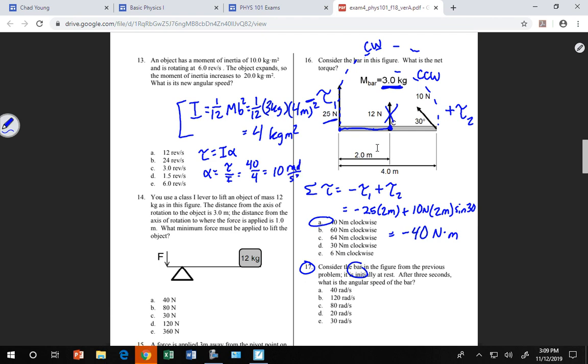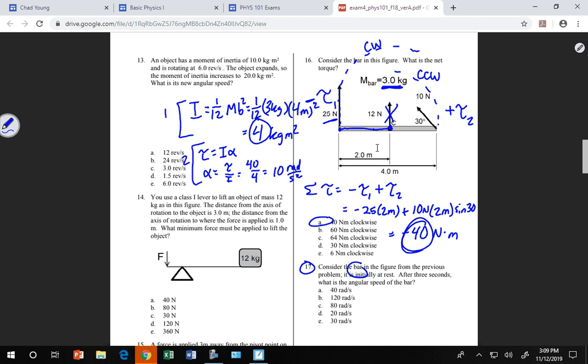Let me show you where I got those numbers. The 40 was that. That's my net torque. I left the negative off because I'm not really worried about the direction that it's rotating. It doesn't ask me anything about direction. And then the 4 is the moment of inertia, which I got right there. So that's my angular acceleration. That's my second step. 1, 2.